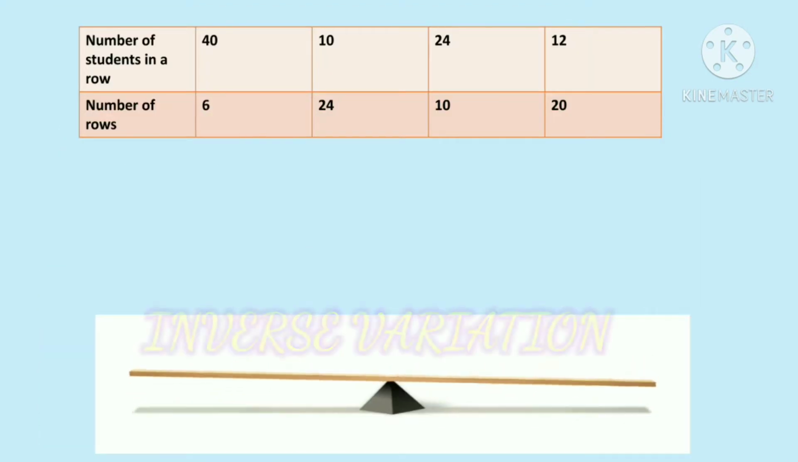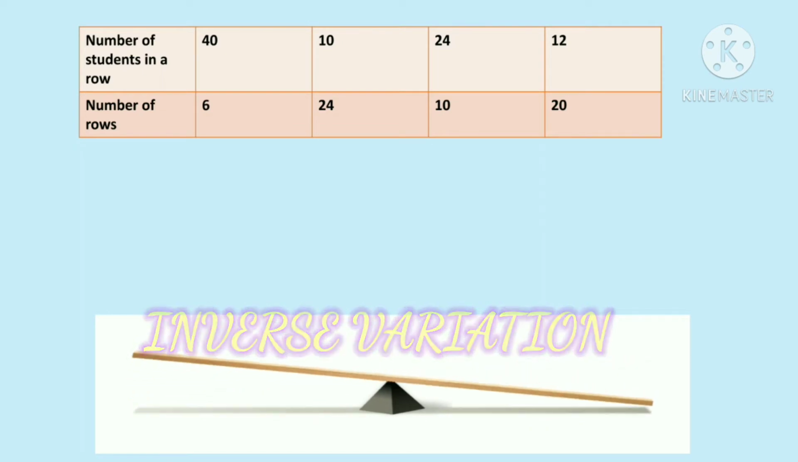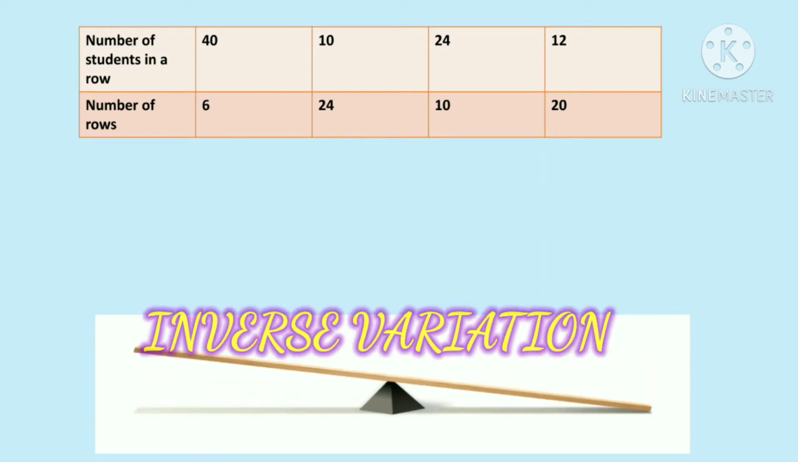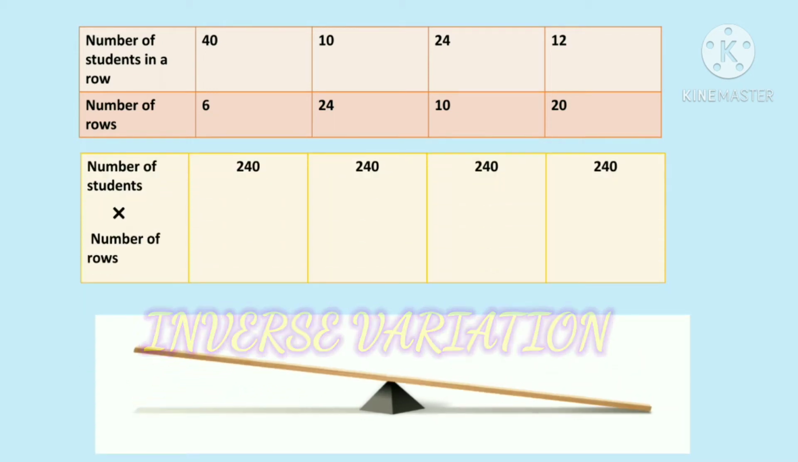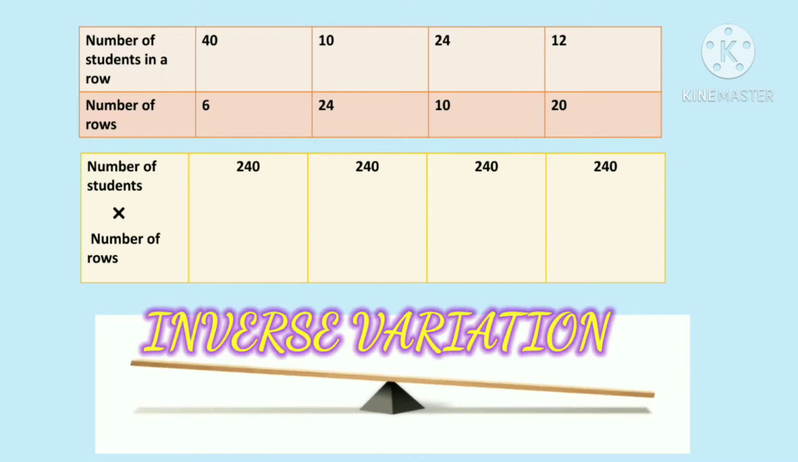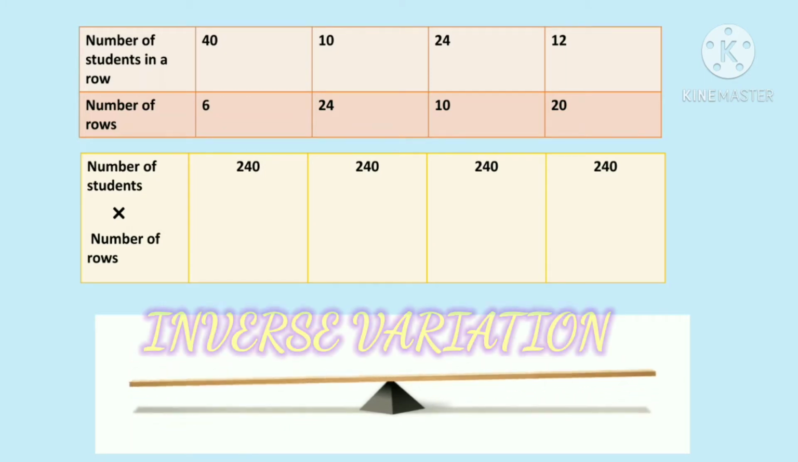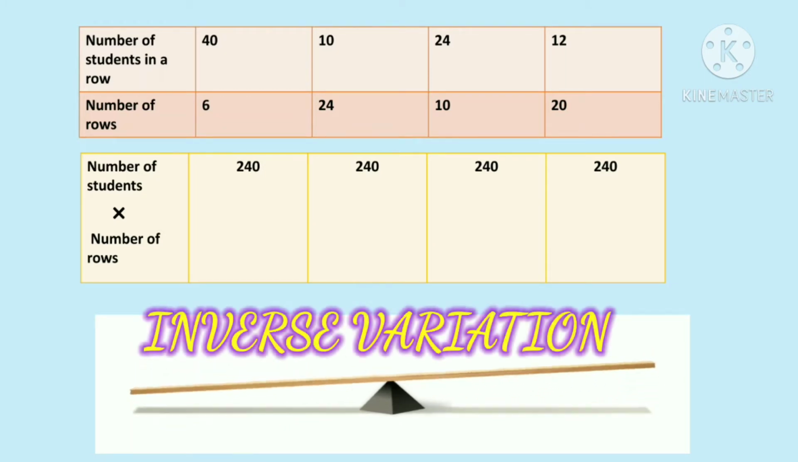Now let us take another example. As the number of rows increases, the number of students in each row is decreasing. Here, if you take the product of number of students and number of rows, the product is a constant. In this example, it is 240.